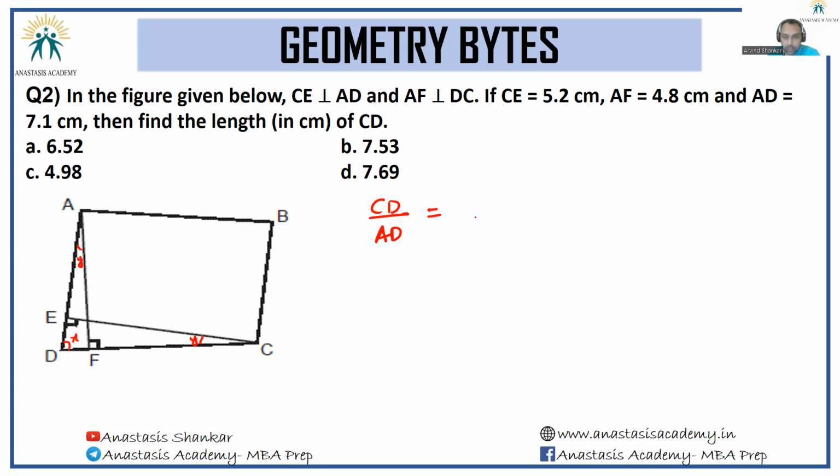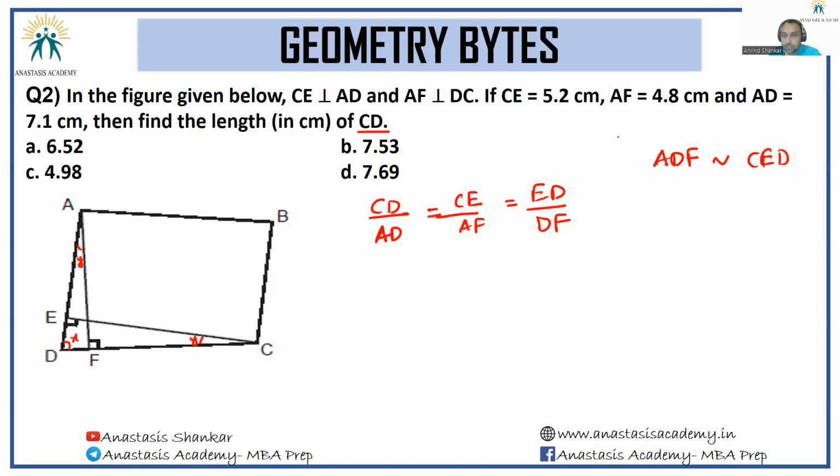Opposite to X I get CE. Opposite to X I get AF. Okay, and opposite to Y I have ED. Opposite to Y I have DF. Basically what I've done is I've proved ADF is similar to CED.